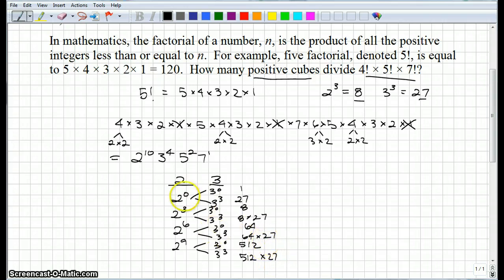How many do we have? We've got 4 choices for the power of 2 and 2 choices for the power on 3. So we end up with 8 cubic factors that will divide into this 4 factorial times 5 factorial times 7 factorial. You just count them up, and here they are. If you wanted to know what the actual factors are, you could calculate all these out, and they would be 8 distinct factors of this number that are cubes. So there you go.